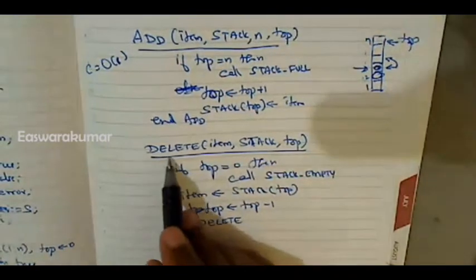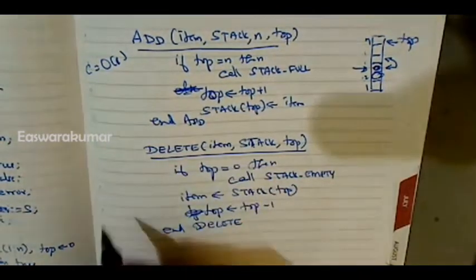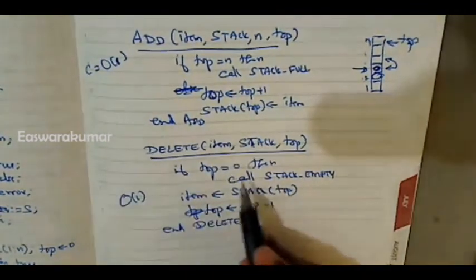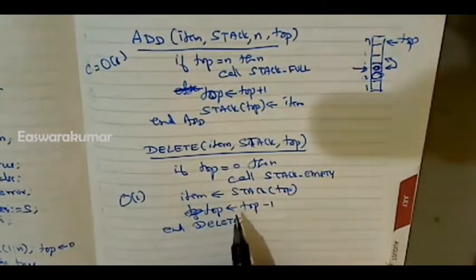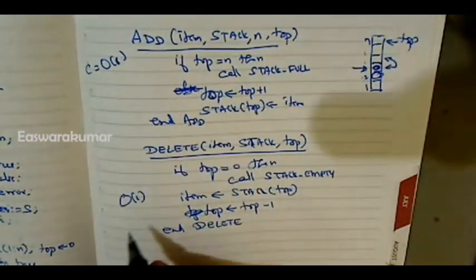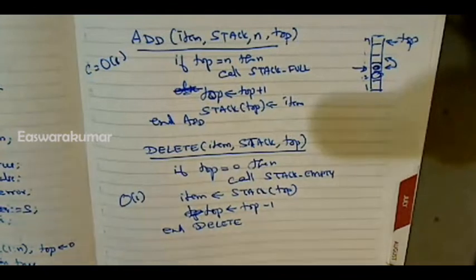Similarly, delete will also take order of 1 time, because even if you consider this as 1 unit, this as 1 unit, it is only a maximum of 3 units. So 3 is a constant, so order of 1 time. So all the functions can be executed in order of 1 time.